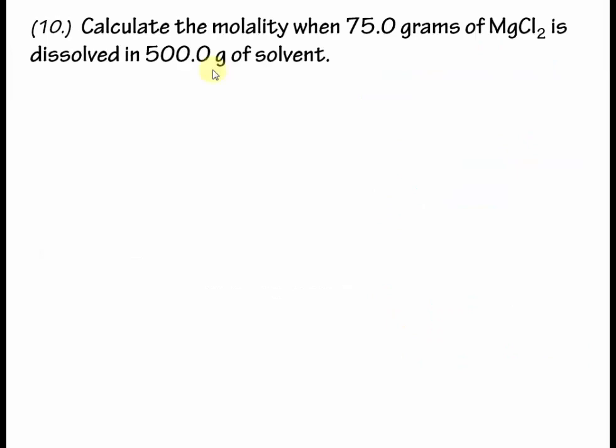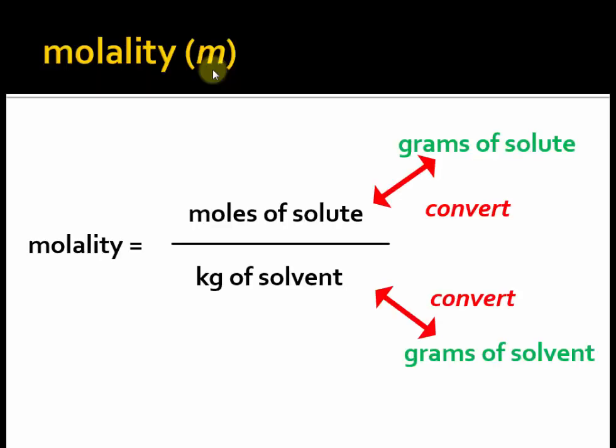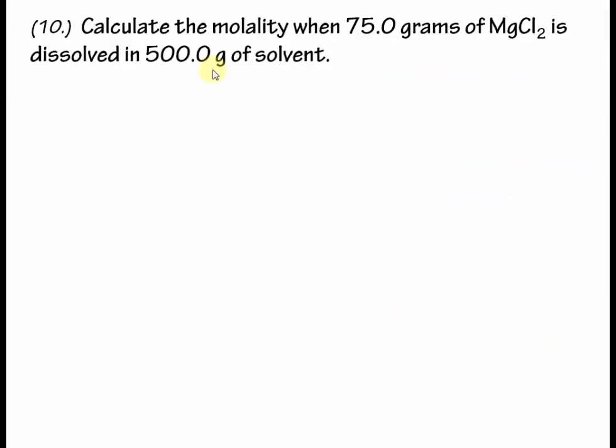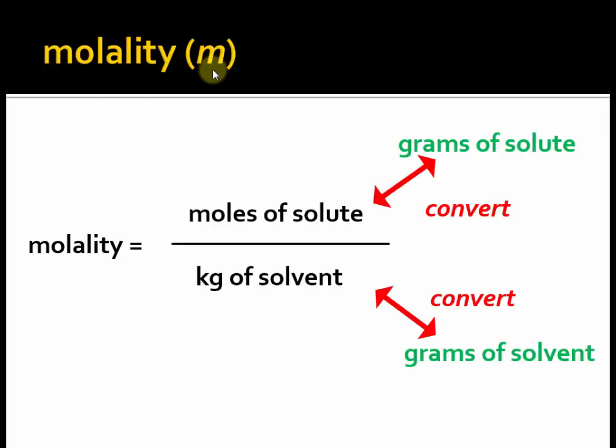It says calculate the molality when 75.0 grams of magnesium chloride are dissolved in 500 grams of solvent. I need moles and kilograms. I've got grams and grams. Seems like I'm not quite there. So to solve this problem, we're going to need to take grams of solute, which in this case is the magnesium chloride, and 500 grams of solvent, and convert both of those to their appropriate moles and kilograms.